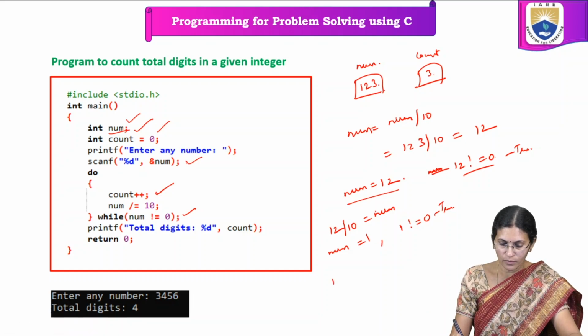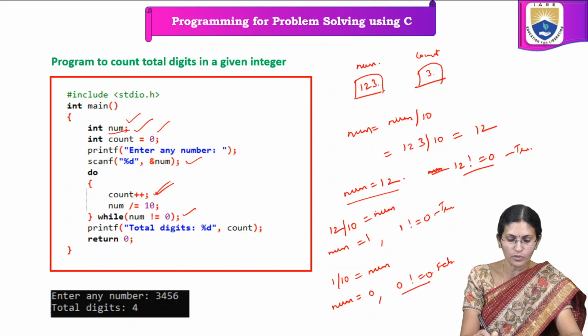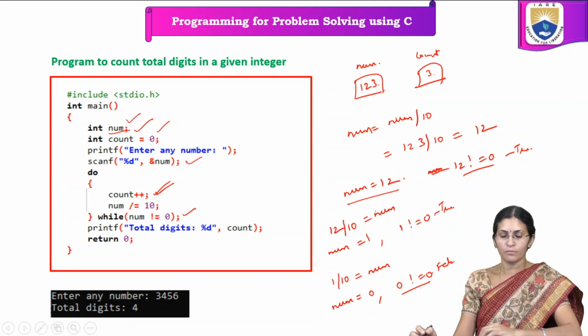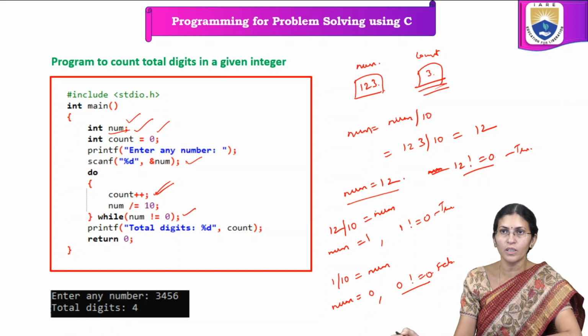So next again 1 divided by 10. So this is equal to num. So now num is equal to, we know that 1 divided by 10 is 0. So 0 is not equal to 0. This condition becomes false. So therefore count value is not incremented by 1. So now count is equal to 3. So we are going to print.